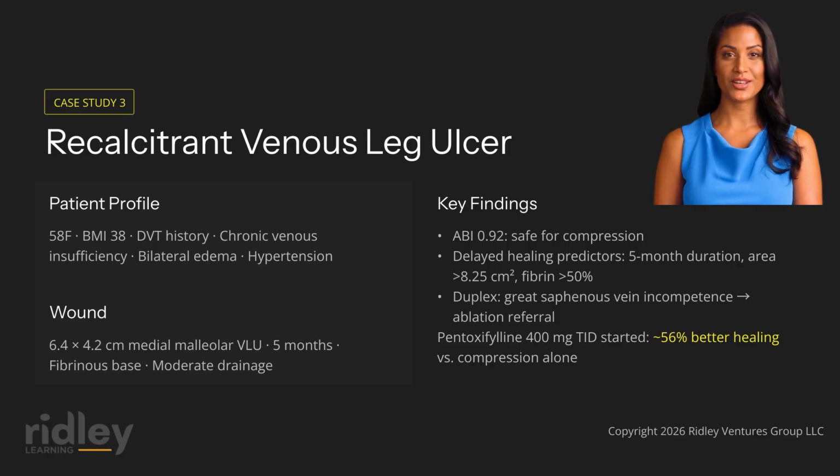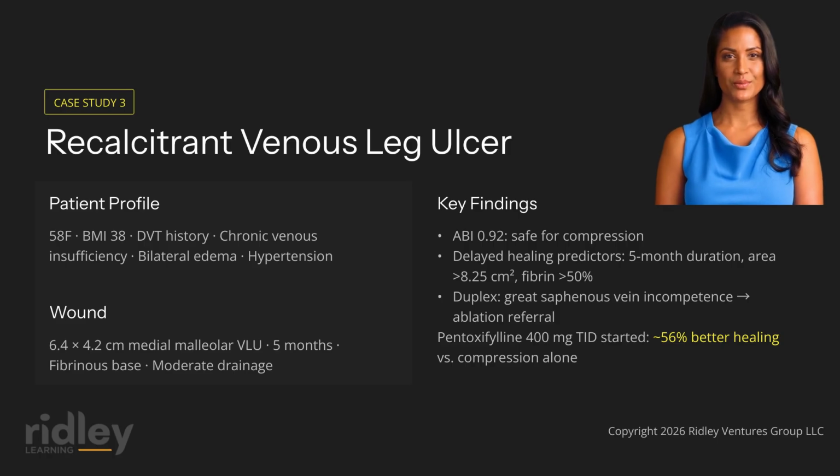The ABI of 0.92 rules out significant arterial disease, but the combination of obesity, ulcer chronicity, and large wound area means we need to escalate beyond standard compression alone. Given evidence that early endovenous ablation combined with compression improves healing compared with compression alone, with a hazard ratio for time to healing of 1.41, duplex ultrasonography is performed and reveals significant superficial venous incompetence in the great saphenous vein. Referral for endovenous ablation is initiated.